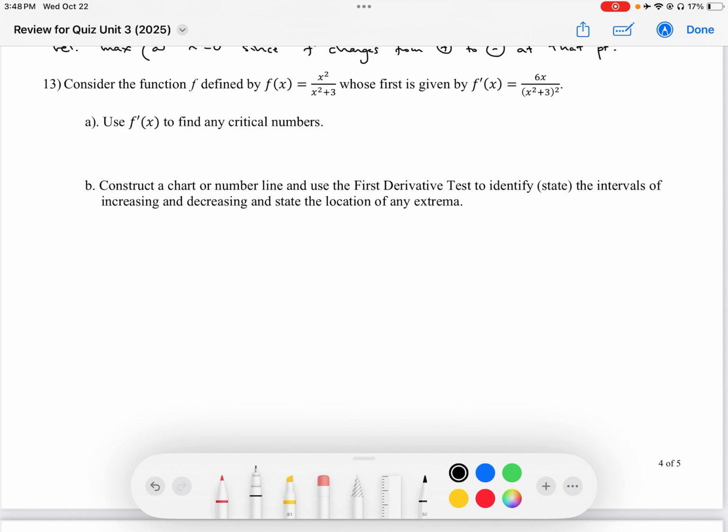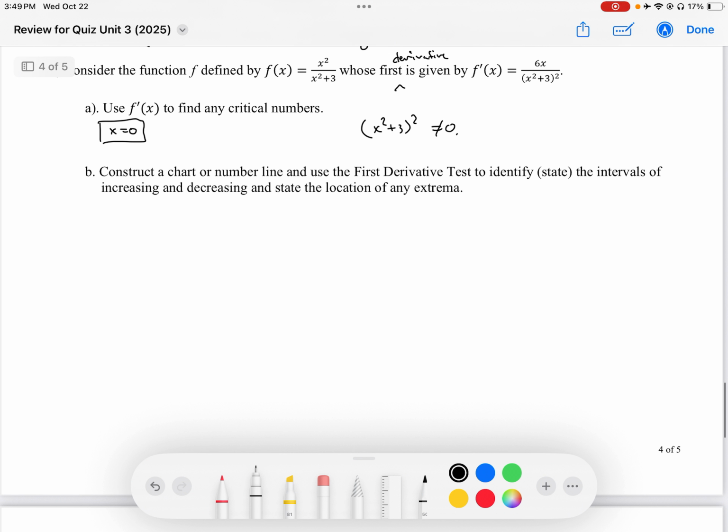Consider this function whose first derivative is given by this. Use f prime to find critical numbers. Well, one of them would be x equals 0, because that would be where the numerator equals 0. And that's going to be it, because the denominator is never equal to 0. X squared plus 3 squared does not equal 0. So this derivative is always defined. So x equals 0 is the only critical point, so all we need to do is check x equals 0.